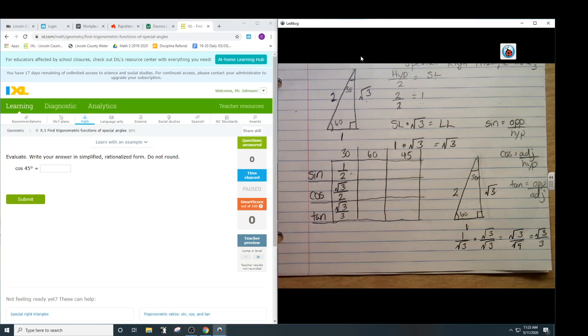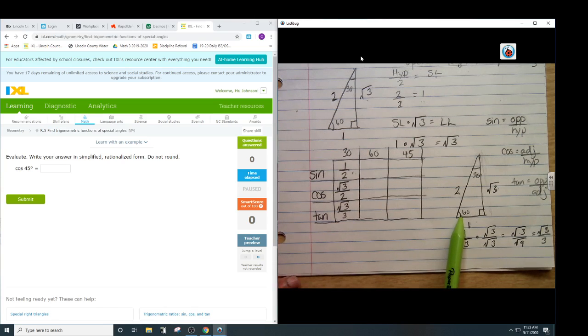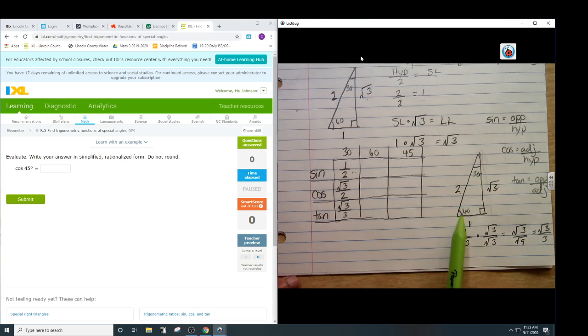That's what goes in that blank. Okay? Now, let's move to our next one. Now, the sine of 60. Now, guys, our 60 is here. Okay, so we're changing angles. We were here. We're changing to this angle.